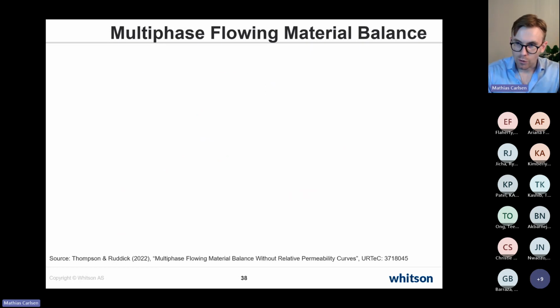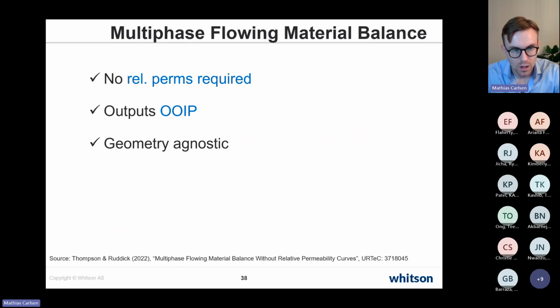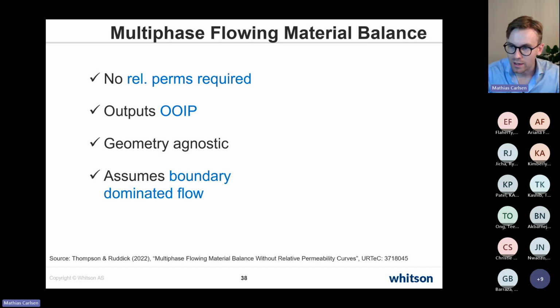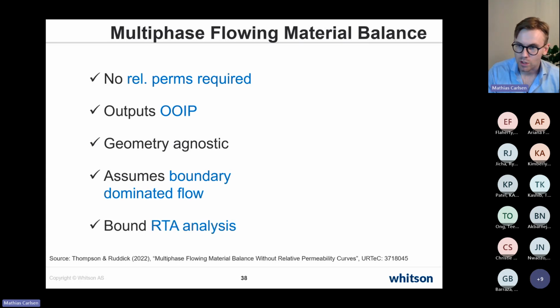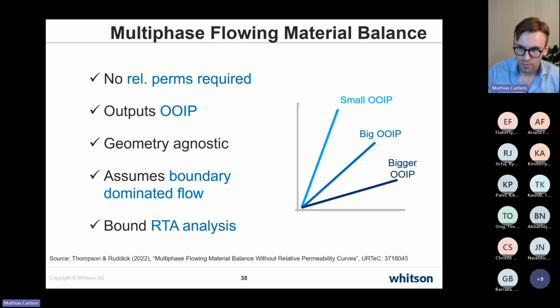As I mentioned, it does not require rel perms. It outputs the pore volume and does not care about geometry. So that tank can be looking like a star. It can be looking like a rectangle, triangle, sphere, ellipse. It doesn't care, but it assumes that whatever that tank is, it's boundary dominated flow. So in many cases, you'll end up using it to bound your RTA work. And again, inverse of this, that's your pore volume.